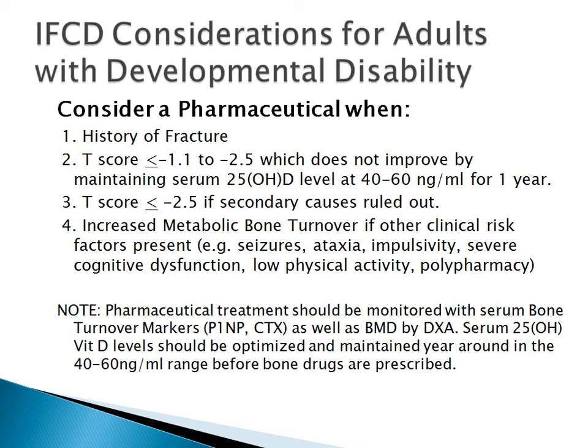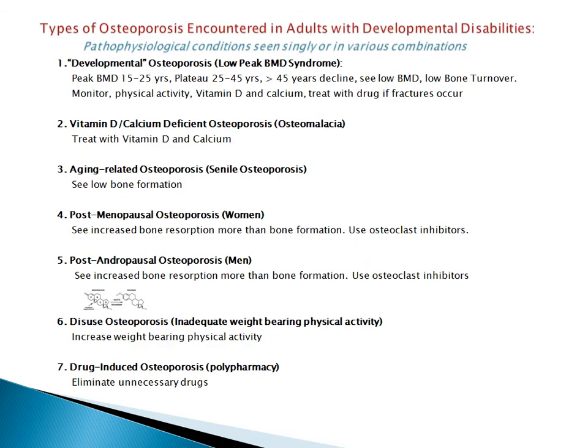Also, it should be noted that pharmaceutical treatment should be monitored with serum bone turnover markers, especially P1NP and CTX, as well as bone mineral density by DEXA. And the serum 25-hydroxy vitamin D level should be optimized and maintained year-round in the 40 to 60 nanogram per milliliter range before bone drugs are prescribed, and that should be continued after the person is on a bone drug.